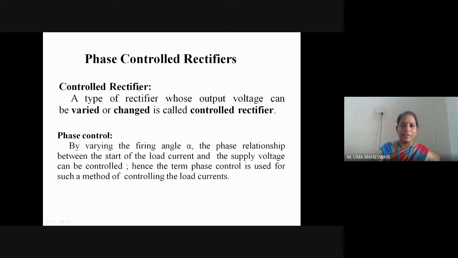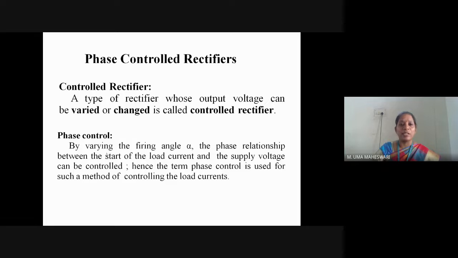What is a rectifier? A rectifier is a device which converts fixed AC into variable DC, known as a controlled rectifier. So we are able to obtain a variable, controlled output voltage. A type of rectifier whose output voltage can be varied or changed is called a controlled rectifier.